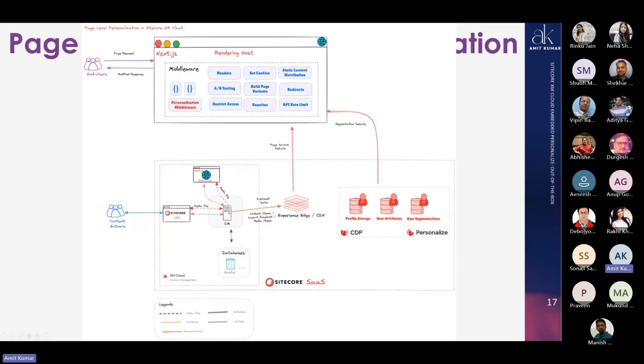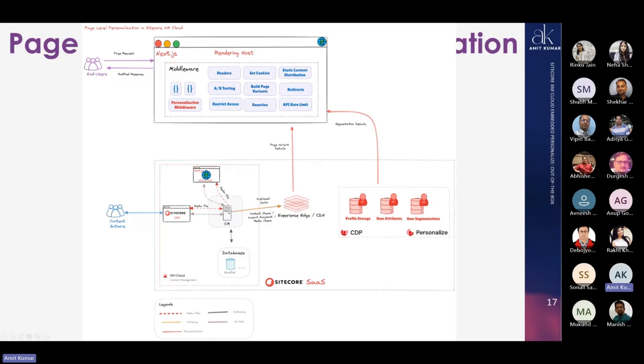So when the user is coming here, because you already have the SSG data, the static site generation is done and you already have the files and everything here, it will not make a page call to Experience Edge to get the data. It will skip that call and make a call to the CDP and Personalize to get the current context of the user.